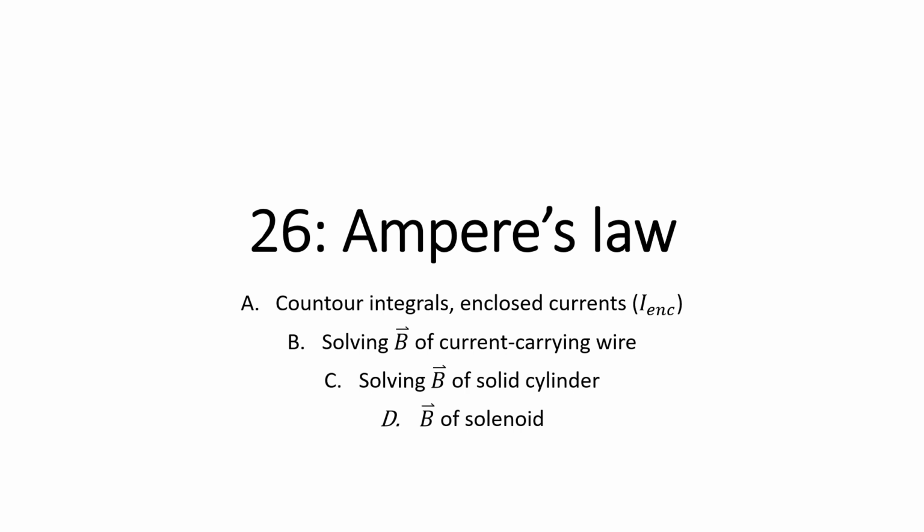This section starts with the formula for Ampere's law and a refresher on contour integrals as well as enclosed currents. We move on to solving B of a long wire and compare this result with the one obtained from Biot-Savart. Part C involves a detailed discussion of the magnetic field produced by a current running through a solid cylinder, at field points inside and outside the actual conductor. Finally, we lightly touch on the magnetic field produced by a solenoid.